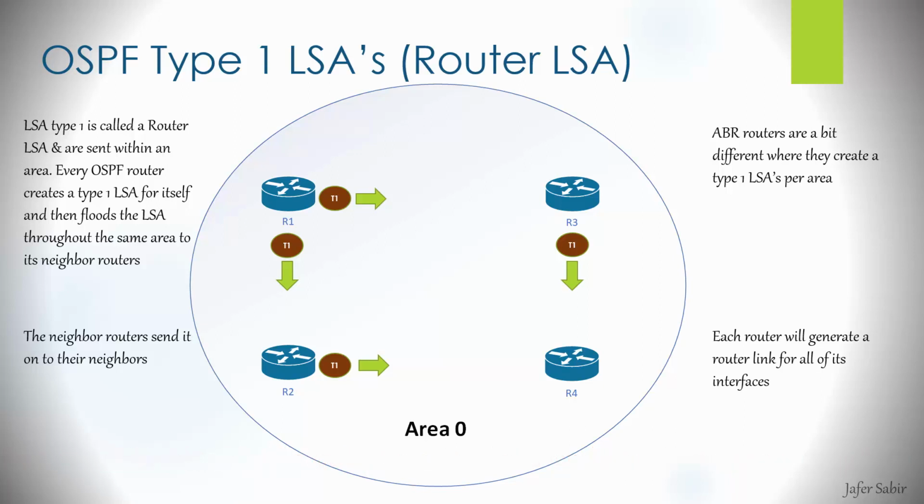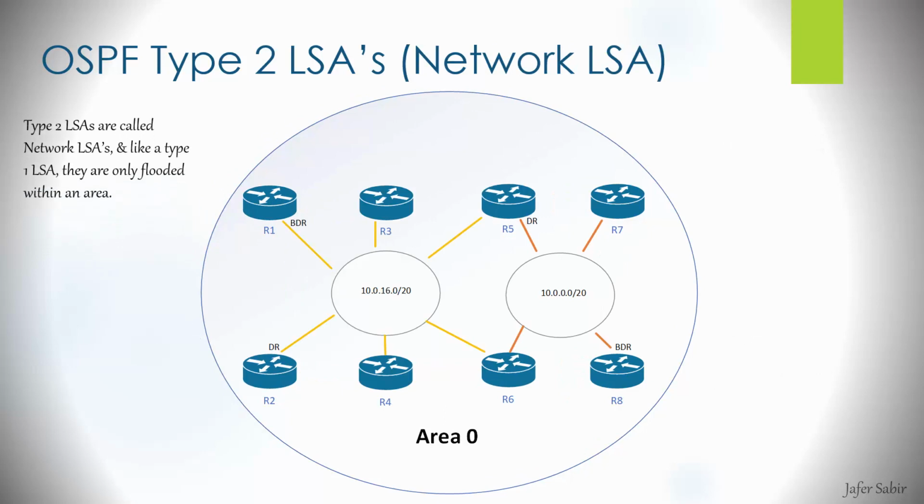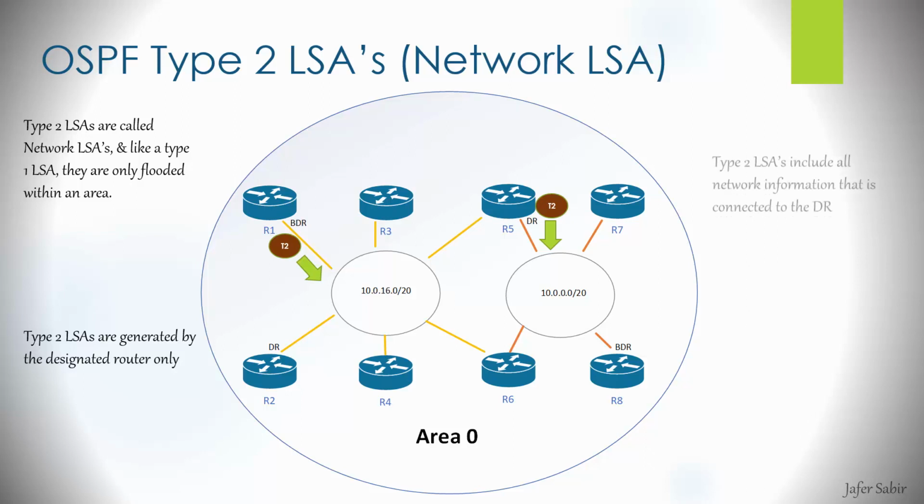Let's move on to type 2. Type 2 LSAs are called network LSAs, and like type 1 LSAs, they are only generated and sent within their own area. Type 2 LSAs, the network LSAs, are generated by the designated router only, or the backup designated router if the designated router is down. And they include all network information that is connected to the DR.